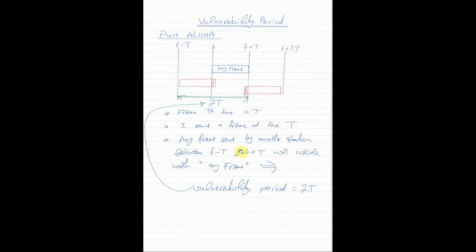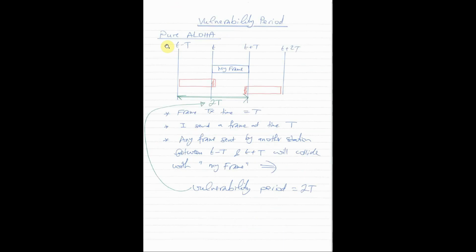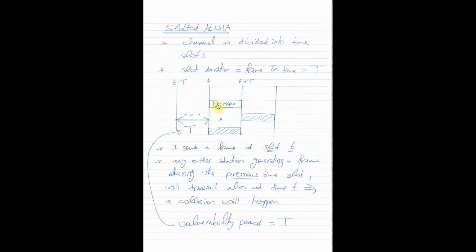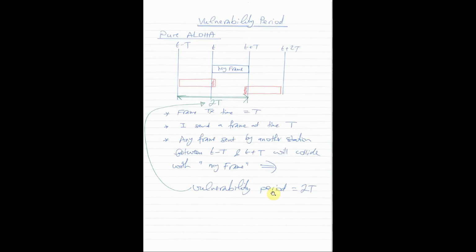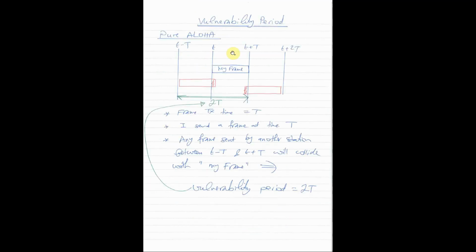So in short, what is an intuitive argument? That pure Aloha is performing worse than slotted Aloha, or slotted Aloha is performing better than pure Aloha. In terms of throughput, it is that argument of the vulnerability period. From these two figures, we understand that the vulnerability period in pure Aloha is 2 times T, 2 times the frame delay, and in slotted Aloha, the vulnerability period is only 1 T, 1 frame delay, and because the vulnerability period is smaller in slotted Aloha, it means that the chance for collision is less, and it in turn implies that the throughput is higher. The average number of delivered frames is higher in slotted Aloha as compared to pure Aloha.